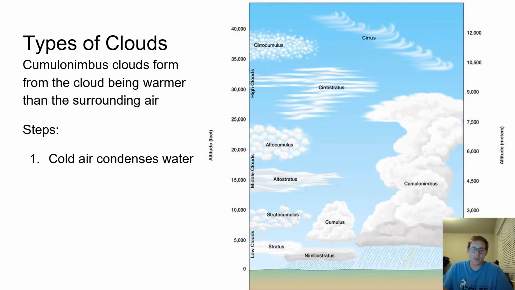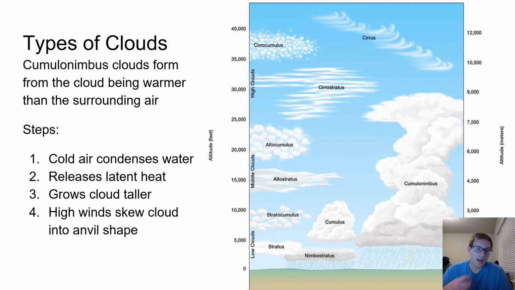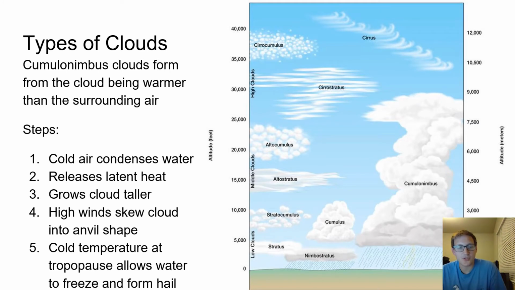So, steps. Cold air condenses the water. It releases latent heat, so it's going to release a bunch of heat. It grows the cloud taller and taller. High winds skew the shape of the cloud into an anvil shape. So if you see these really tall clouds, those are all due to the winds pushing them in certain ways. And lastly, the cold temperature at the tropopause allows water to freeze and form hail.